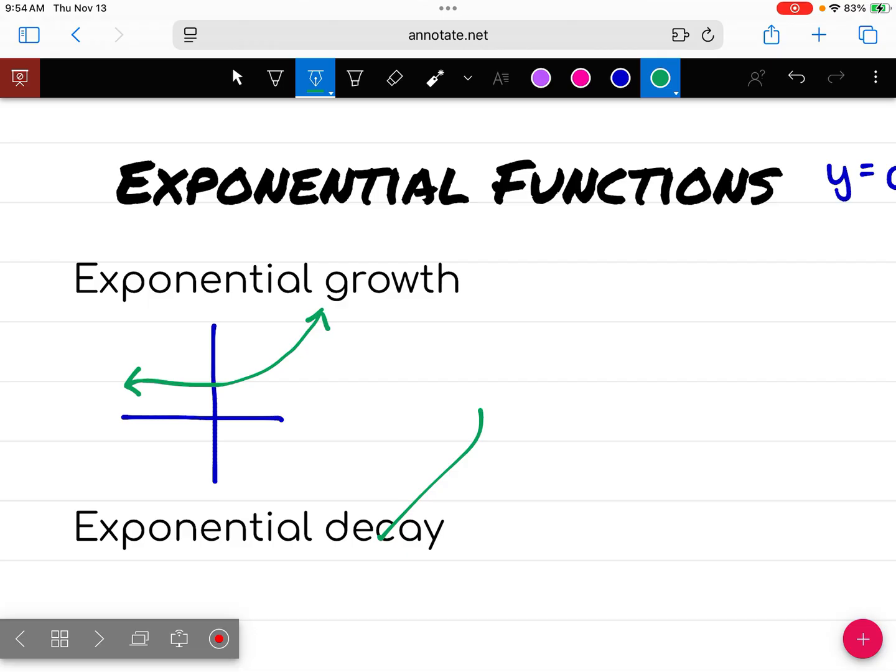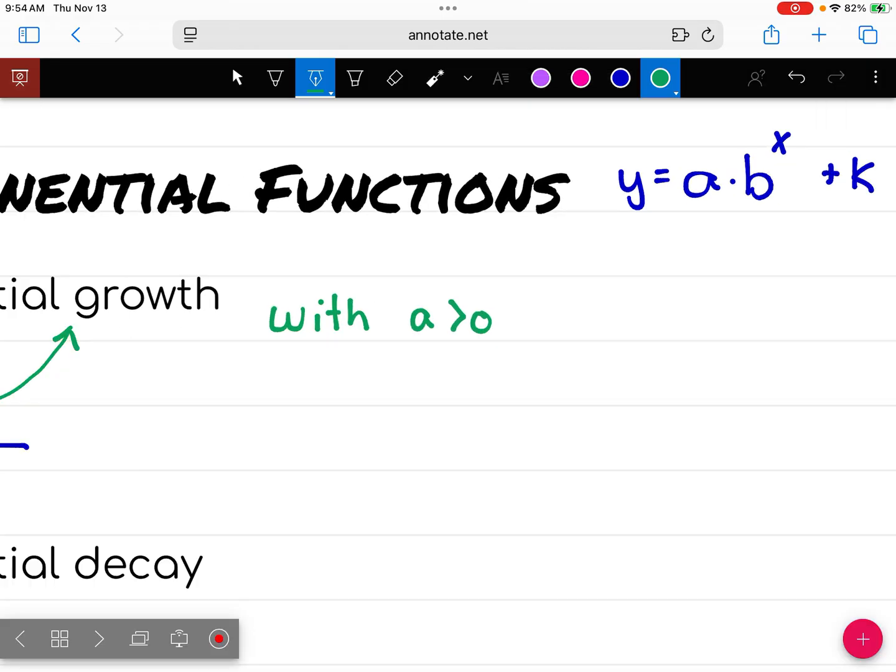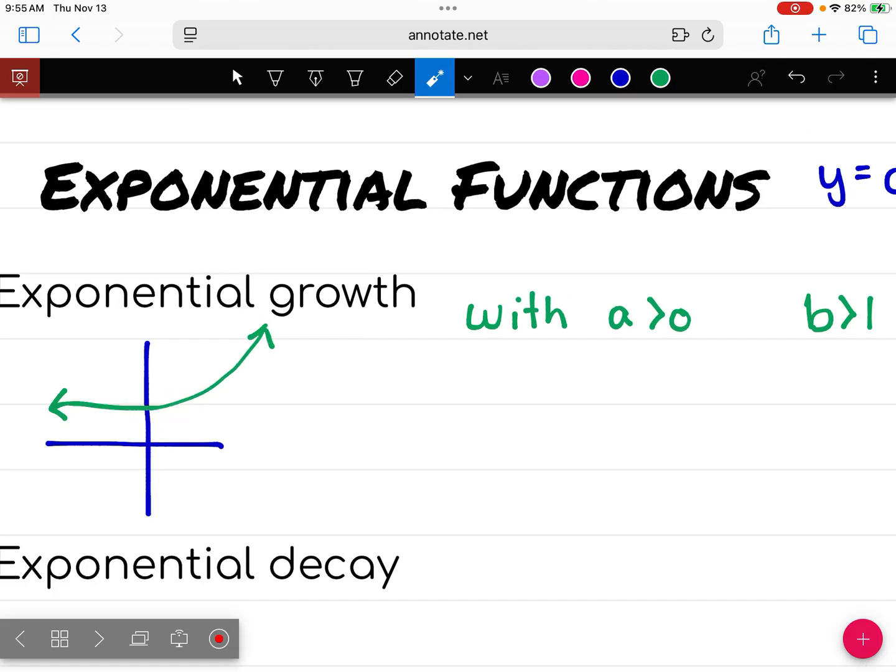And that's going to happen if we have an a value that's positive. So we're just going to start by thinking about a being greater than 0, so it's positive. What that's going to mean is if our base is bigger than 1, we are going to have exponential growth, meaning our base is something like 1.5 or 2 or 3. It's getting bigger as we go, so it is growing.